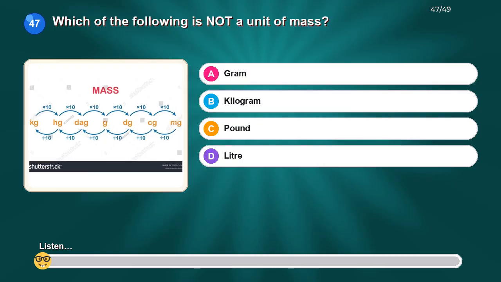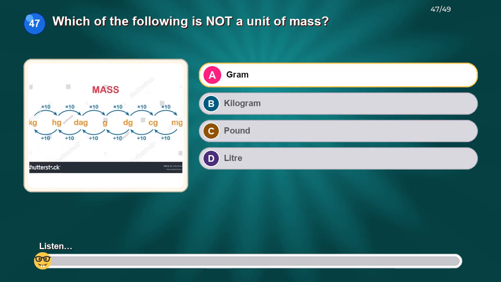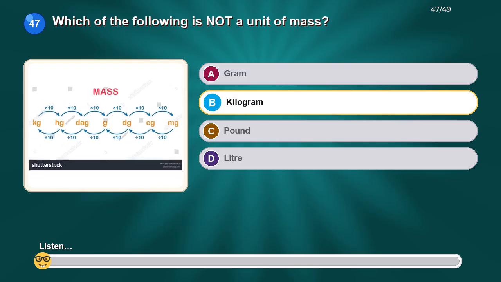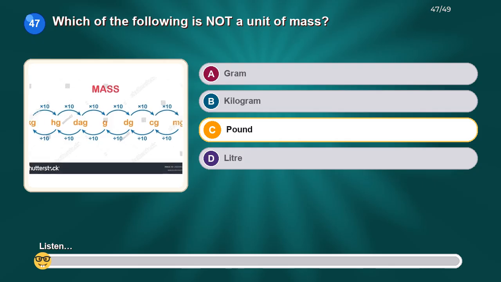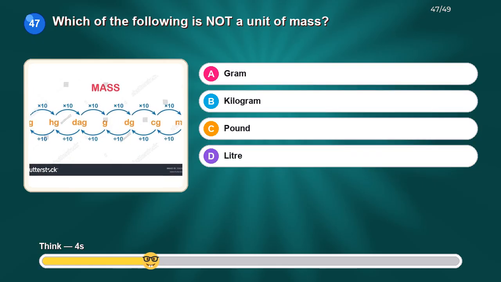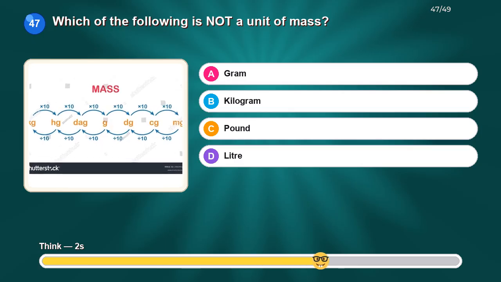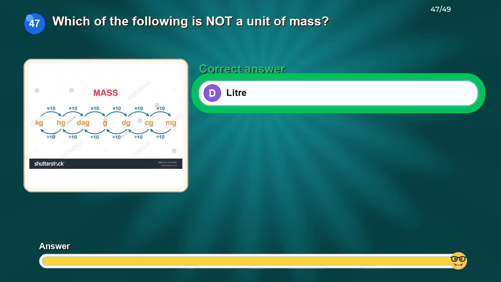Which of the following is not a unit of mass? Option A, gram. Option B, kilogram. Option C, pound. Option D, liter. The correct answer is liter.